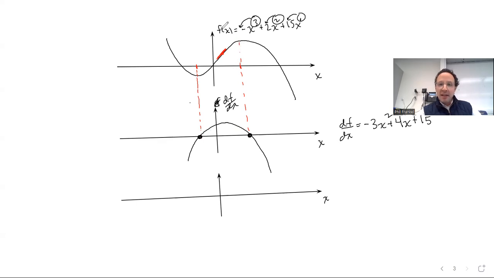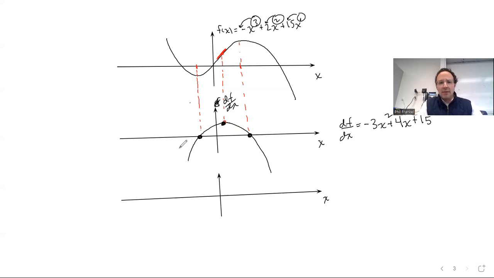That means the derivative of this function should have its biggest positive value at that location. Indeed, that's the vertex of the parabola. The largest positive value of df dx is achieved at the same x coordinate as where the original function has its biggest positive slope.